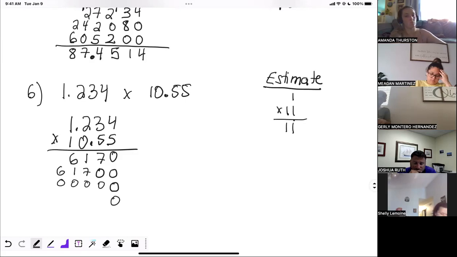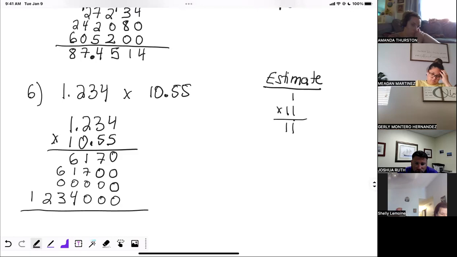Okay, then we're going to do our thousands place. So I need 3 zeros, sorry, 3 zeros. And now we're going to multiply our 1. 1 times 4 is 4. 1 times 3 is 3. 1 times 2 is 2. And 1 times 1 is 1. A lot of zeros in this one.